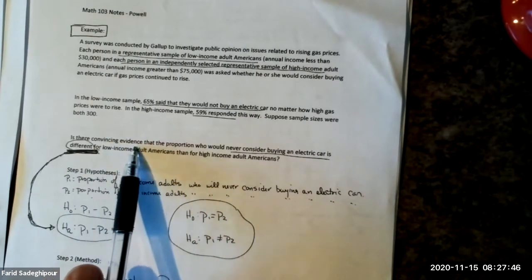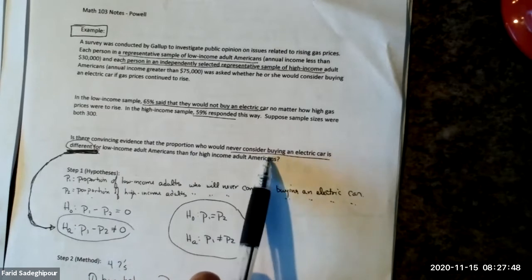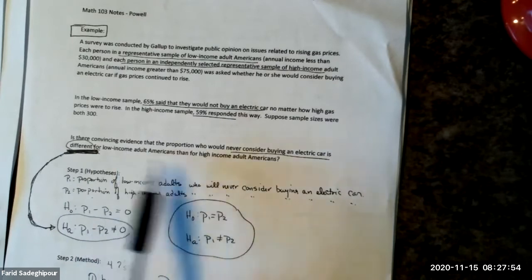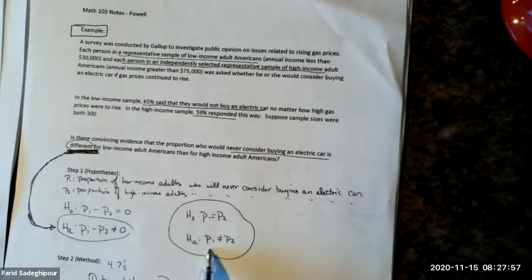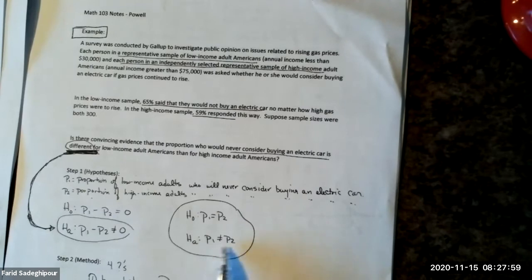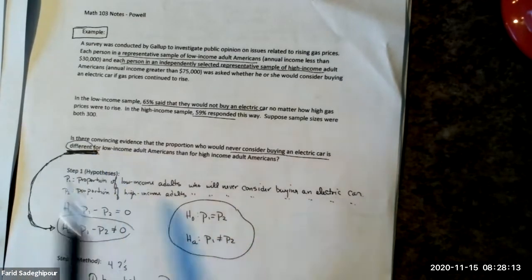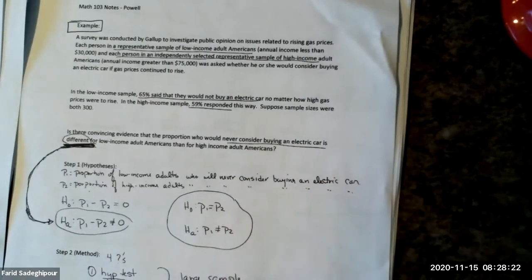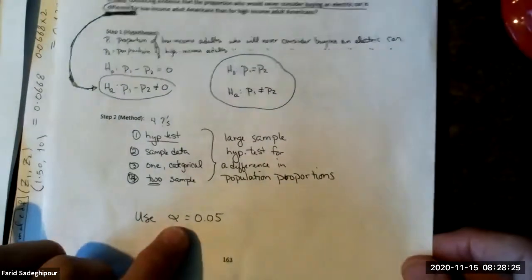Is there convincing evidence that the proportion who would never consider buying an electric car is different? Means P1 is different from P2. See here, they're saying that P1, the population of the first one, is not equal to P2, it's different. When you say different, it means the not equal sign. So the alternate hypothesis is this, and what is the opposite of that? Equal, which is H0. Okay, so this is your claim. This word different helps you to understand that the claim is P1 not equal to P2. Okay, so first you determine your H0 and HA. Alpha is given in the problems.